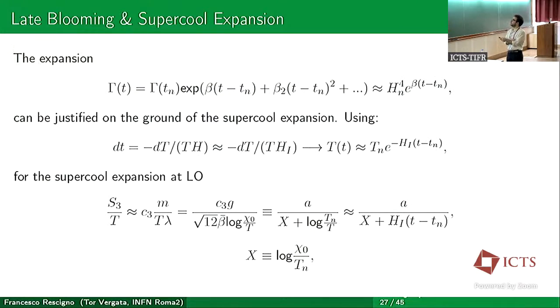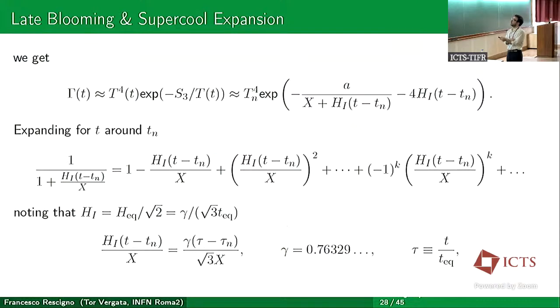So we use this expression of the temperature as a function of time, and we plug it inside this expression here for S3. This expression here is obtained by the supercool expansion at the leading order. So here is where the supercool expansion came in. So we get this expression here, and then we simply expand for t around tn. And expanding for t around tn, all these higher order terms are small because one can show that, we can discuss that. I don't have the sheet with the calculation, but it's a very easy calculation.